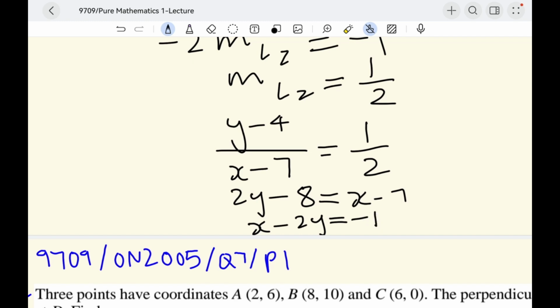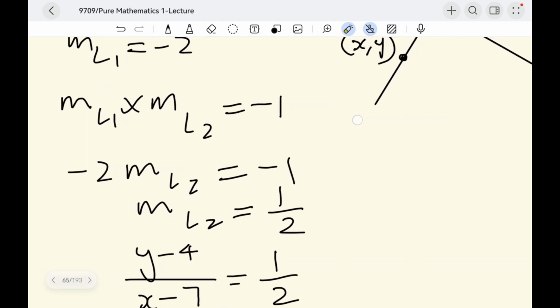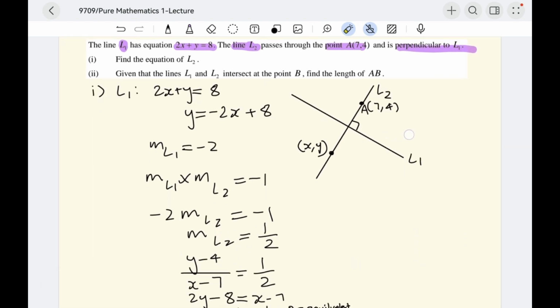So I have x minus 2y equals negative 1, or equivalent. What is the equivalent? If you give another equivalent equation in the gradient form, it's also acceptable as long as your equation in the gradient form is equivalent to this one, according to the standard marking scheme of Pure Mathematics 1.